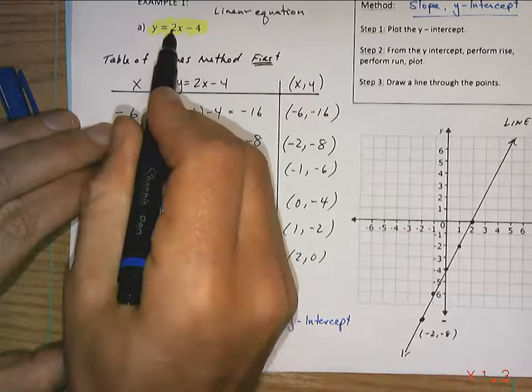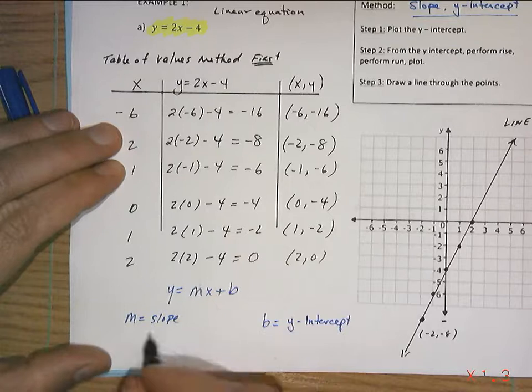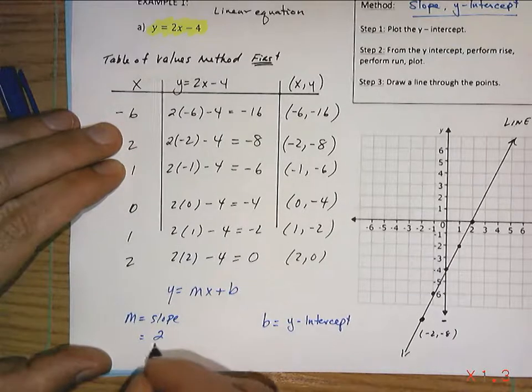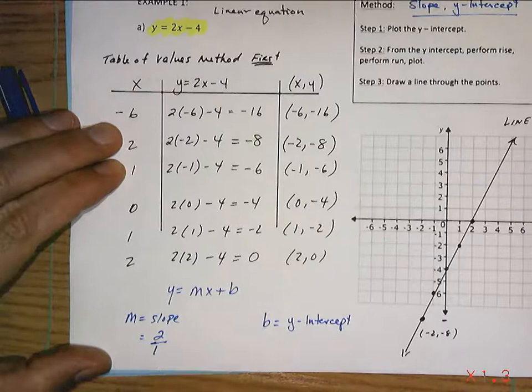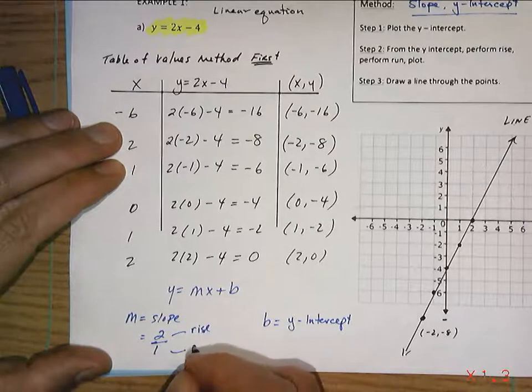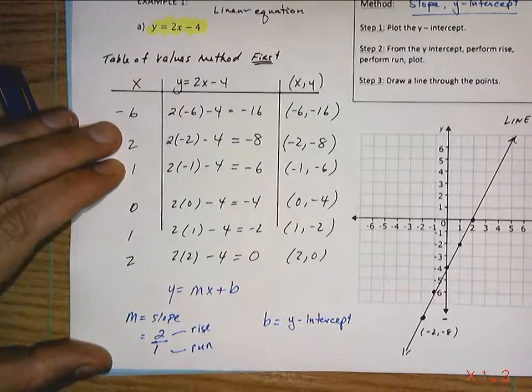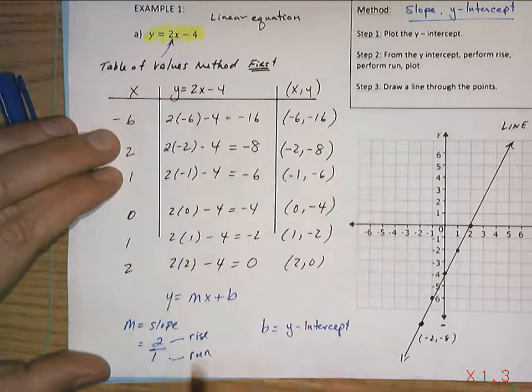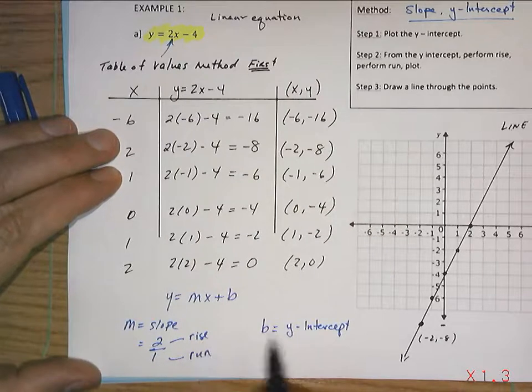So in this case, 2 is here for m, so m equals 2, and we remember from grade 9 that we call that 2 over 1, and that becomes rise, and that becomes run. Now I'm asking you to remember a little bit from grade 9. So the slope here is 2. We can write that as 2 over 1, and slope is always given by rise over run. We have to remember that. So it's 2 over 1.